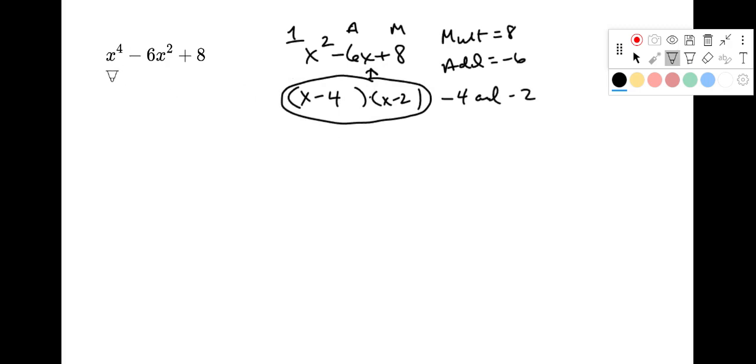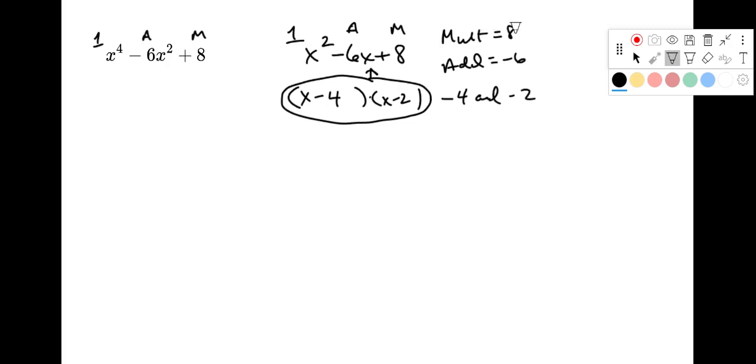But this doesn't say that. It says x to the fourth minus 6x squared plus 8. It's similar, but certainly not the same. But it can be done the same way. This is still a 1am problem. It's a trinomial. I could still do it by 1am.